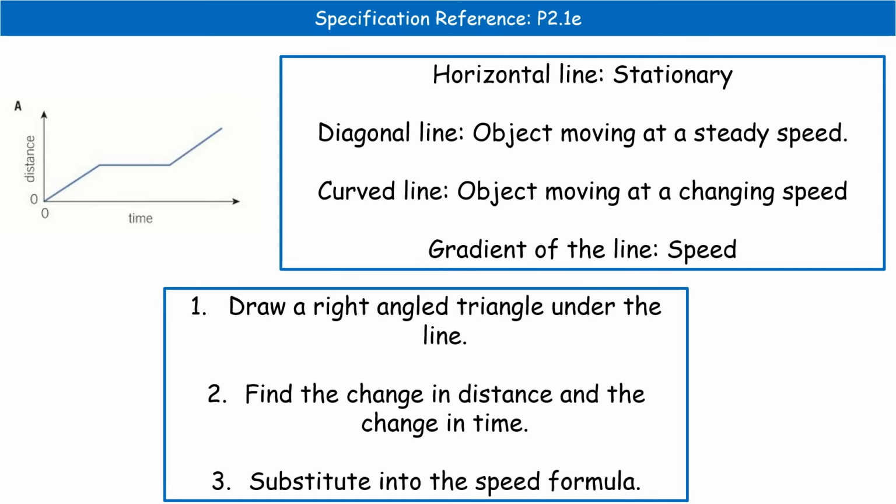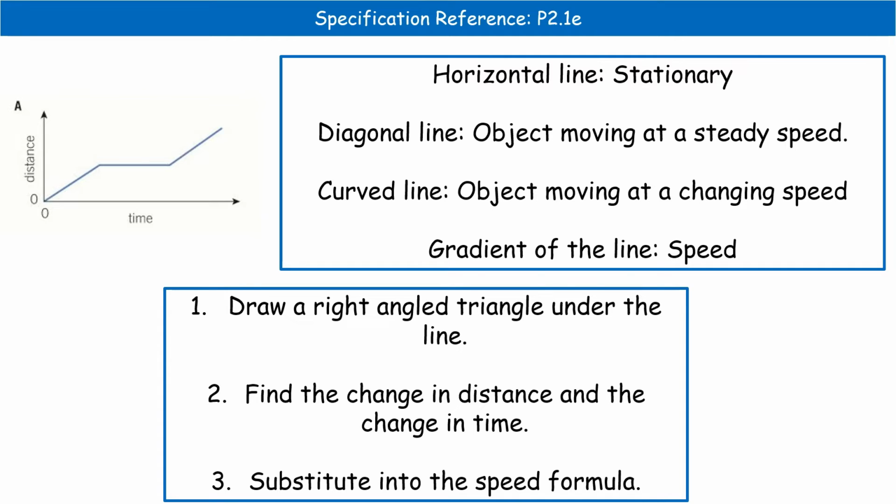We need to understand two types of graphs to represent motion. The first is our distance time graph. There are 4 key parts to know on a distance time graph. First, a horizontal line means the object is stationary, is not moving. A diagonal line means it's moving at a steady speed. Curved lines is moving at a changing speed. And then if we actually want to calculate the speed, it's the gradient of the line.